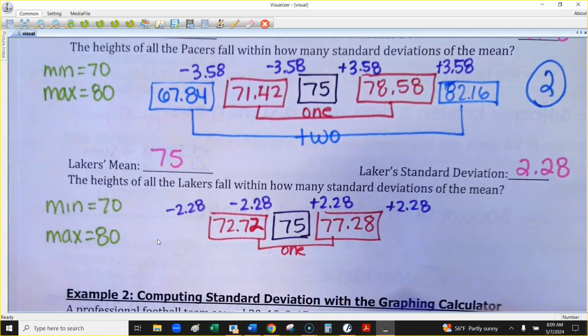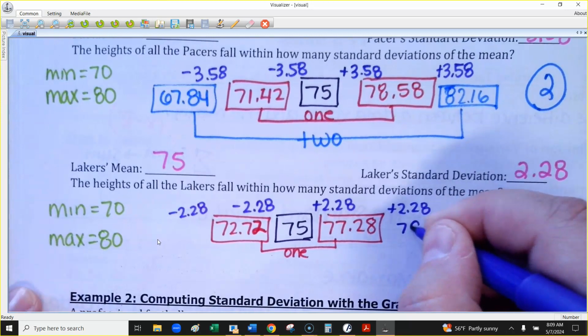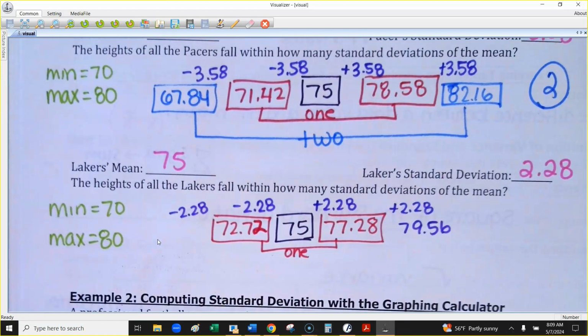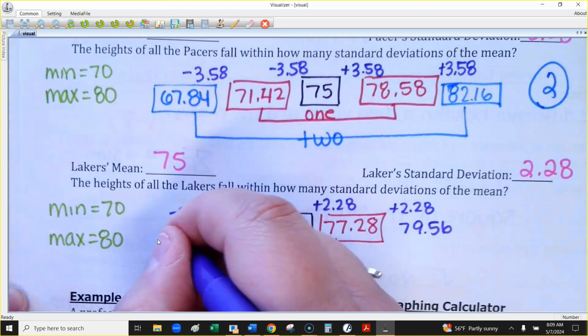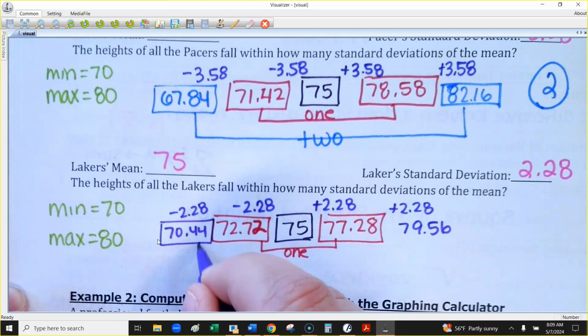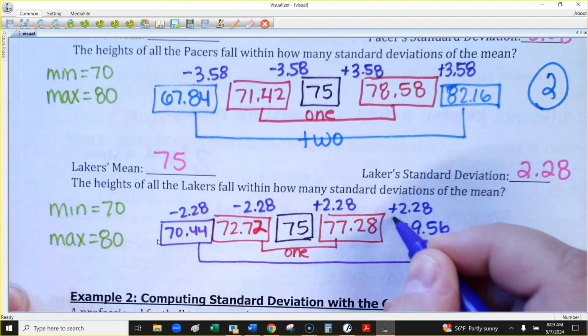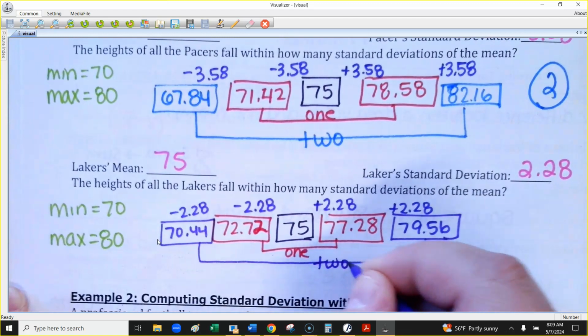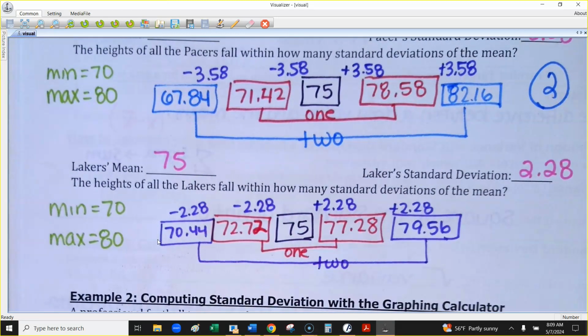So on this end, you're at 79.56. And on this one, you are at 70.44. So if you look at those two numbers, I'm still not tall enough or short enough. So I need to go out another standard deviation to be able to cover this.